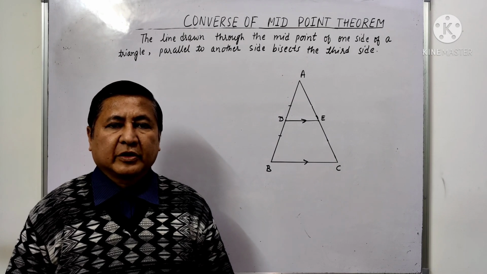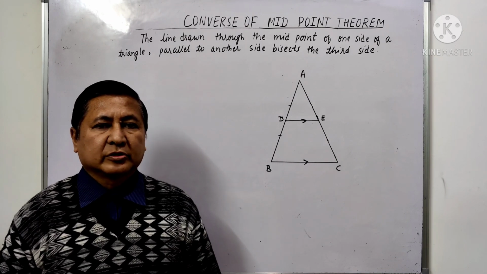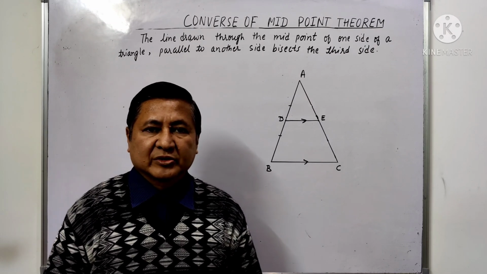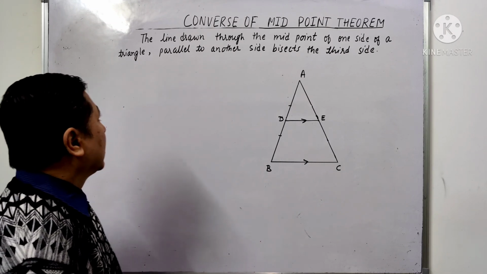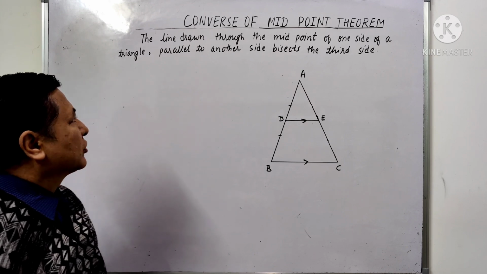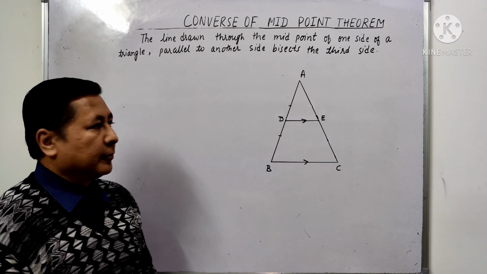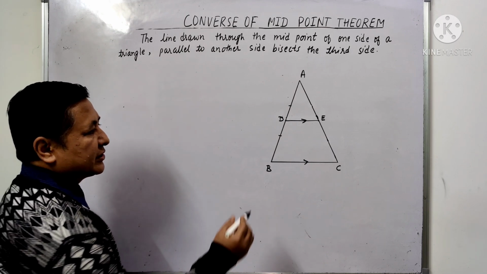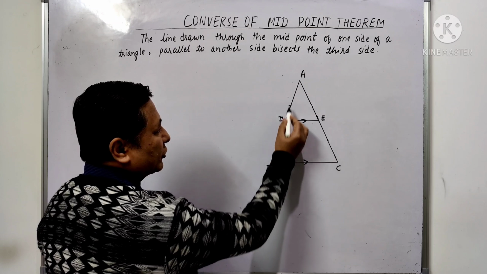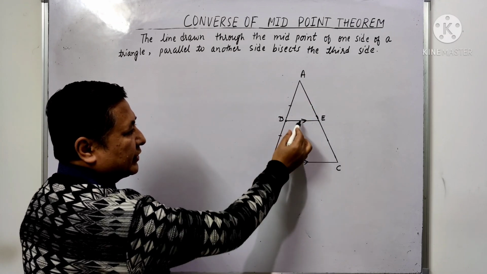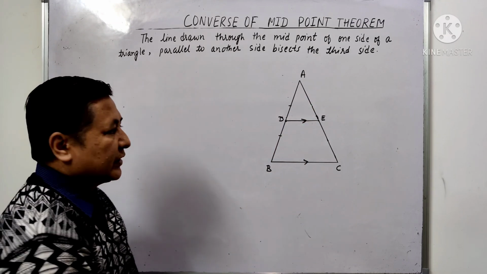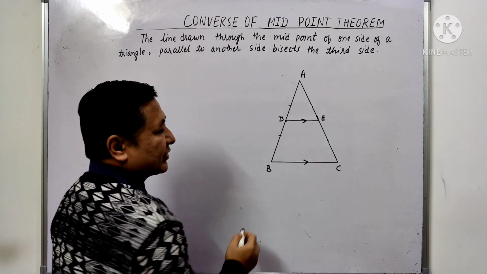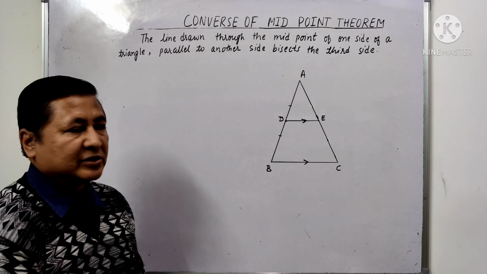Hello students, today we are going to take the question based on the converse of midpoint theorem. Let us discuss what is converse of midpoint theorem. The line drawn through the midpoints of one side of a triangle parallel to another side bisects the third side. Now if we consider D as the midpoint of side AB and DE parallel to BC, in that case the line segment DE will bisect the third side, that is it will bisect the AC.